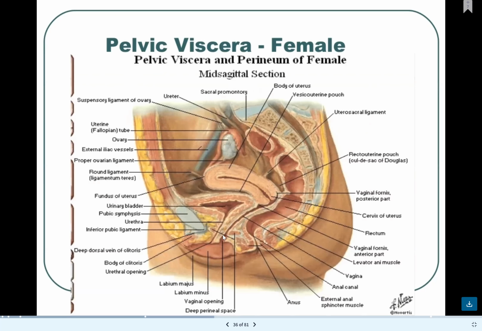So the female actually has 3 holes there. They don't have 2. Do we have any female in the lecture room? Hello, any female around? Yes, sir. Good. Have you tried looking down there to see how many holes you have there?